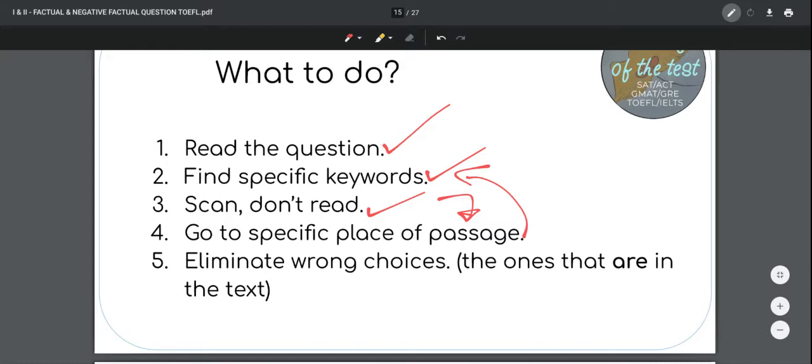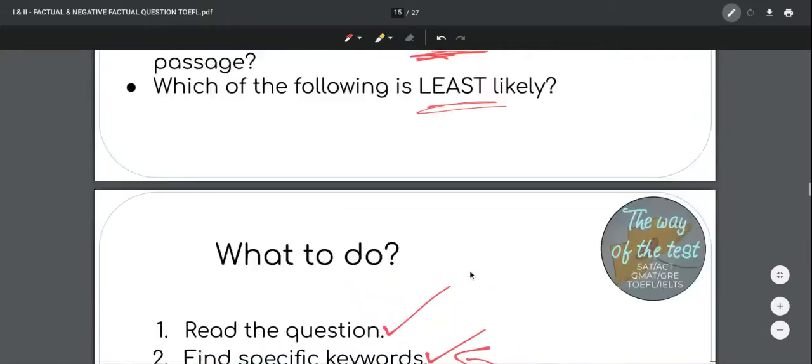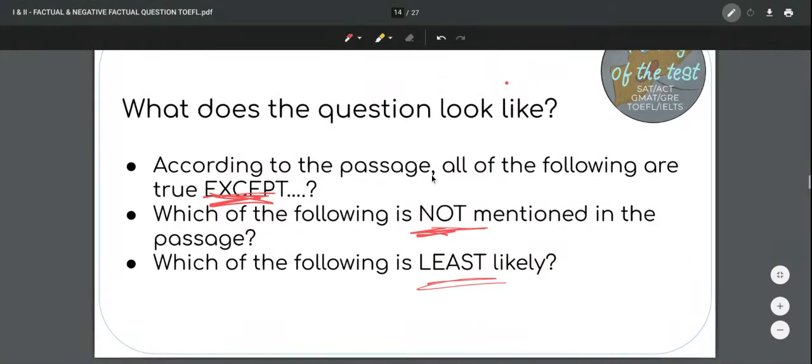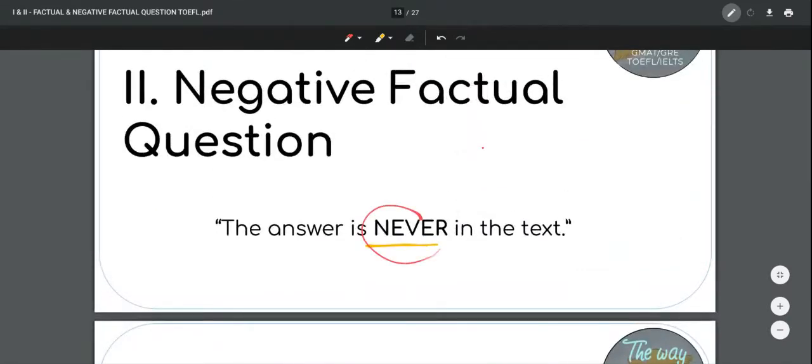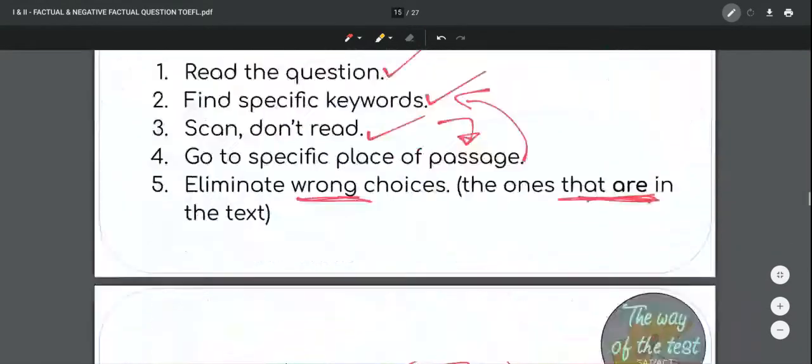The difference is that in this case, we're going to go through alternative by alternative, and all the alternatives that are in the passage are going to be wrong, which means this is a negative factual, right? The question is all of the following are except. So we have 4 alternatives, meaning maybe 1, 2, and 3 are true, except D, which is the exception, and will be my answer. So the one that is never in the text will actually be the answer for the negative factual question.